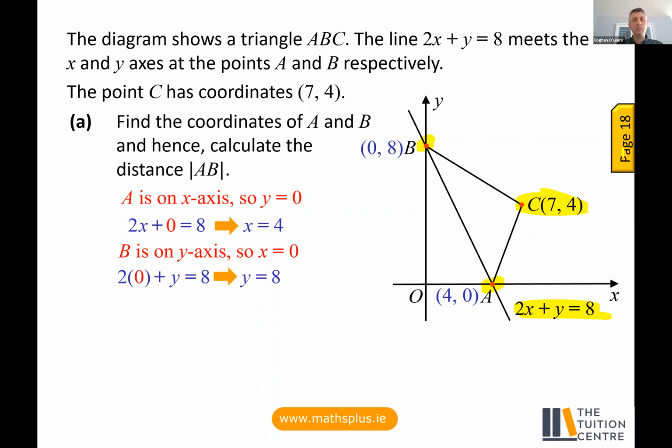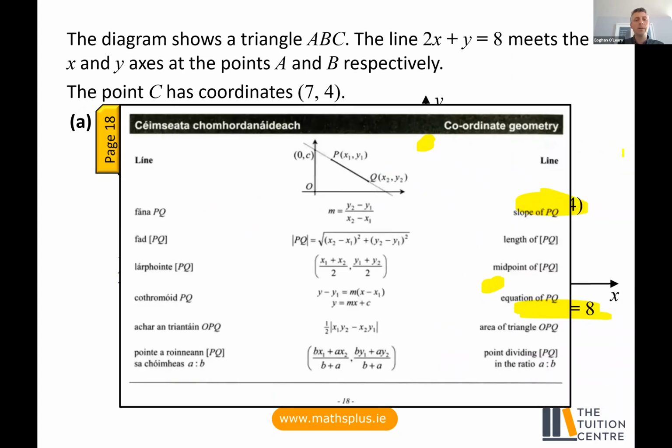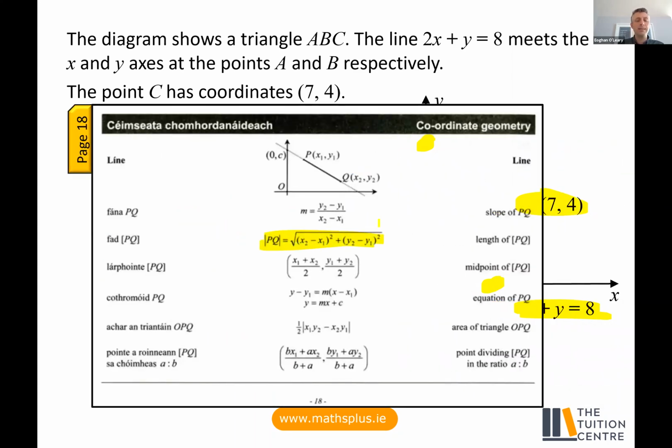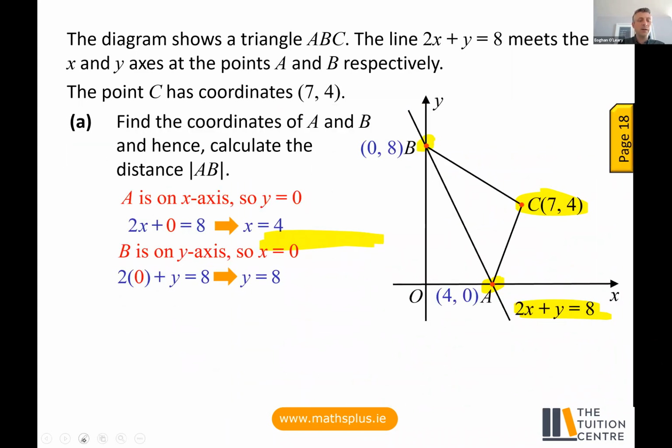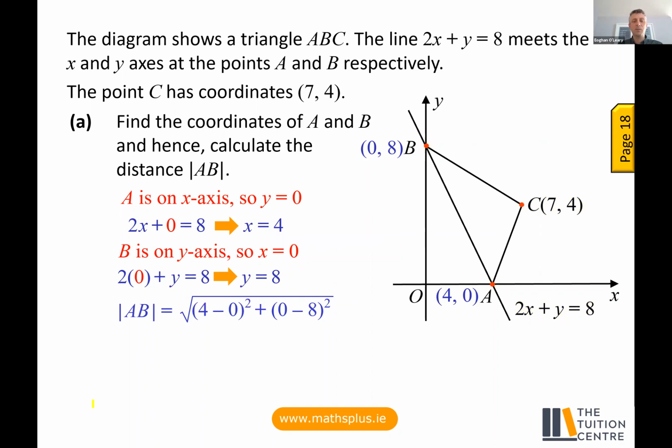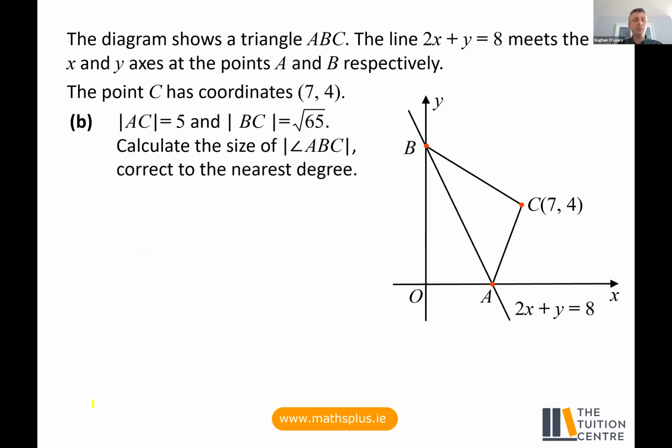I can now use my distance formula here from page 18 to calculate the distance from A to B. So we're well used to this idea. It's the square root of 4 minus 0 to be squared plus 0 minus 8 to be squared. And we're going to end up here with an answer of 4 root 5 in its simplest form. So that was worth 5 marks. So there's a little bit of work to get the 5 marks, but at the same time, nothing difficult in there.